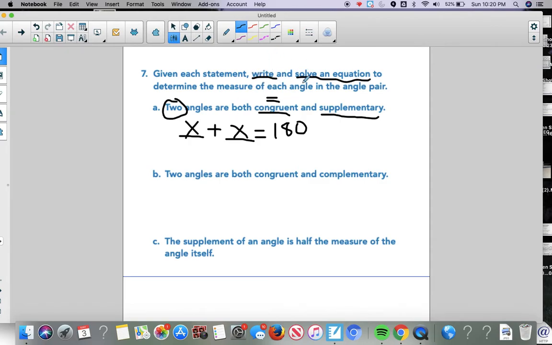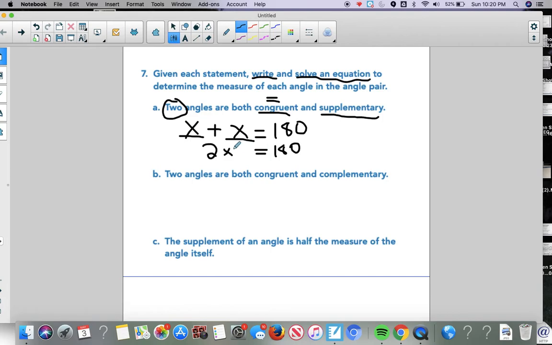Now the next part is I got to solve this thing. Now this should be the easy part. This is the algebra. So first step, I see that I have like terms here, so I'm going to combine like terms. If I have 1x plus another x, that gives me 2x. And I'm going to bring down the equals 180.